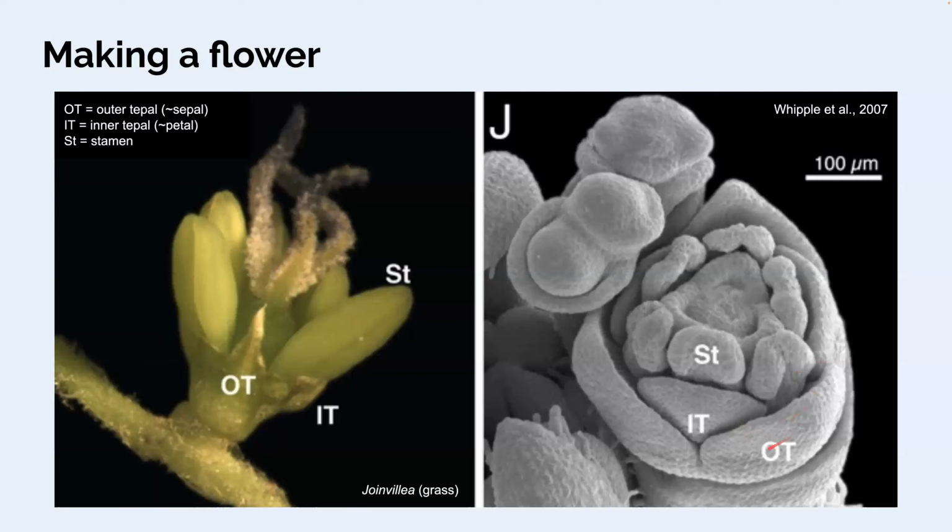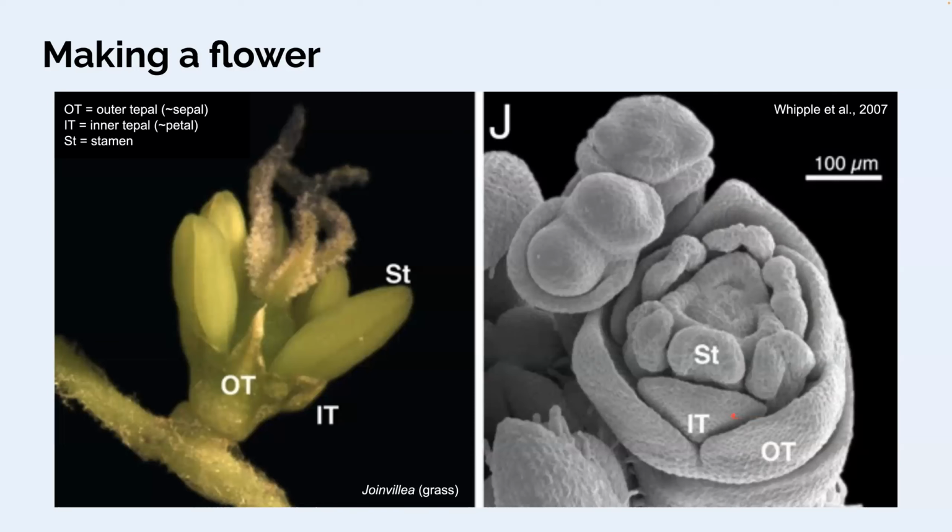So here we have OT. This is outer tepals, kind of analogous to the sepals. And you can see there's 1, 2, 3. These organs are bigger. They were made earlier. Being made earlier means they're lower down and farther to the outside. So we're working from the outside in, also from the top to the bottom as we go through this.